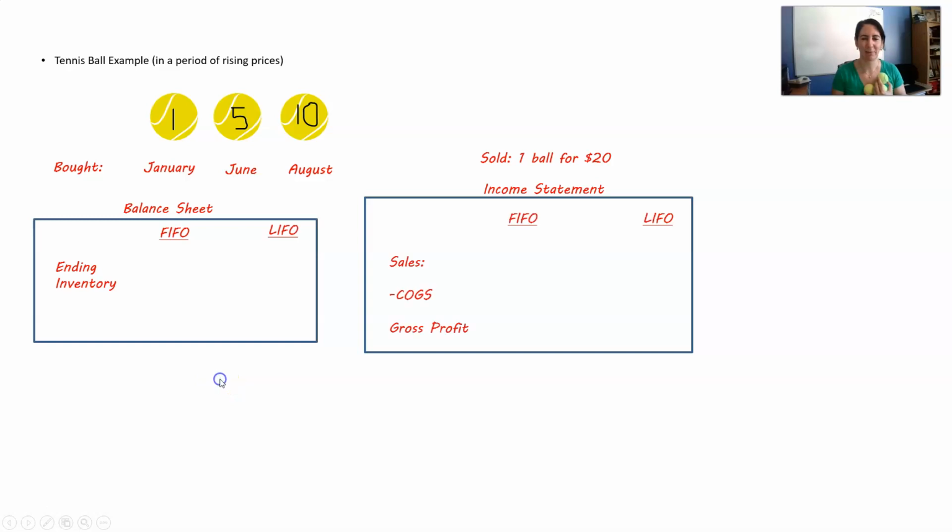And LIFO. All right, we're going to start off with FIFO. Now let's say we're selling the tennis ball for $20. Doesn't matter which one we sell. They're interchangeable. But the question is what is the cost of goods sold? Which one did I sell?